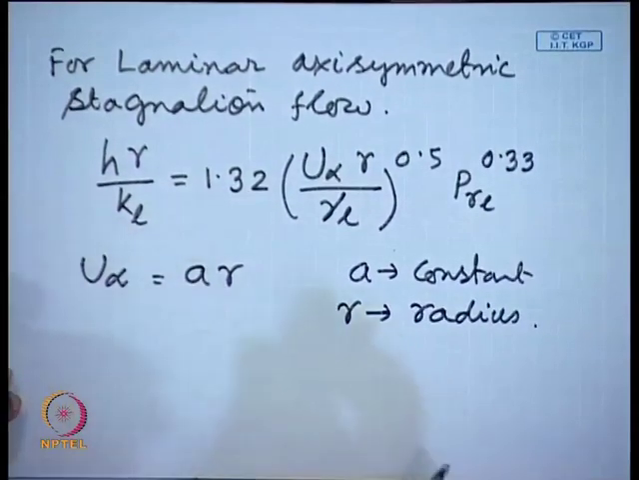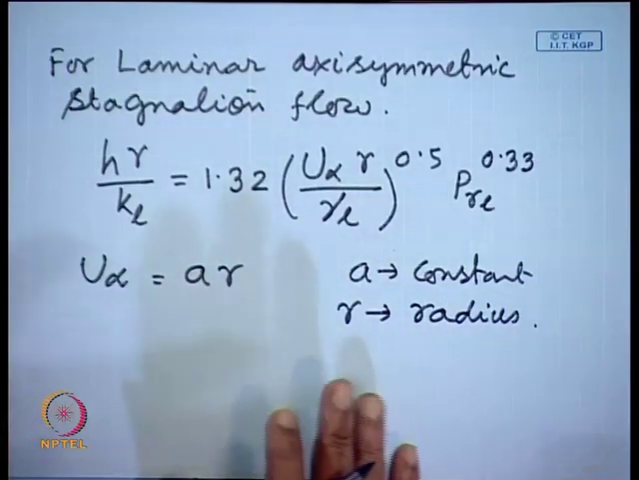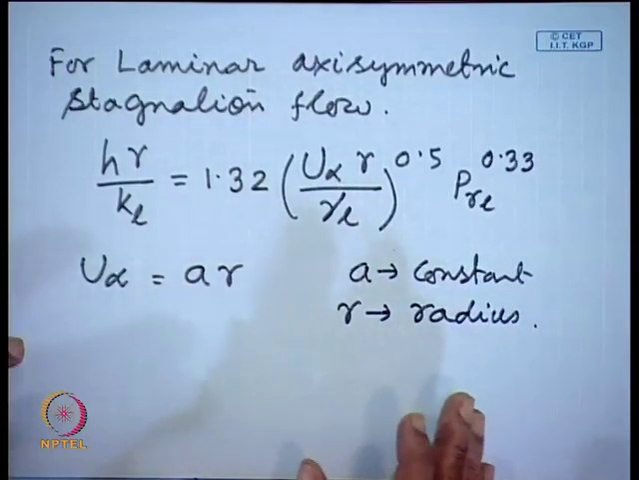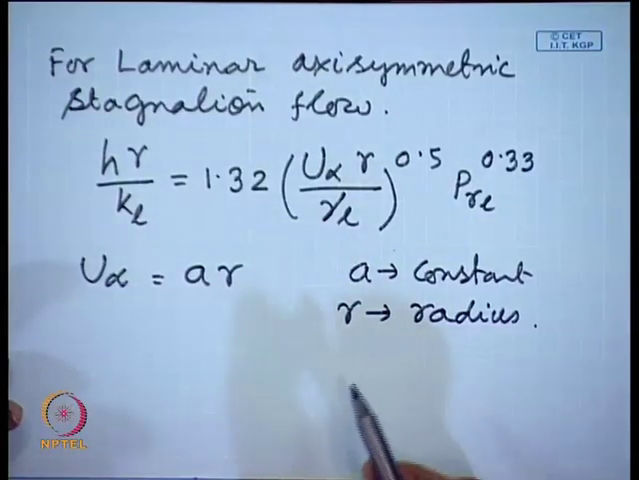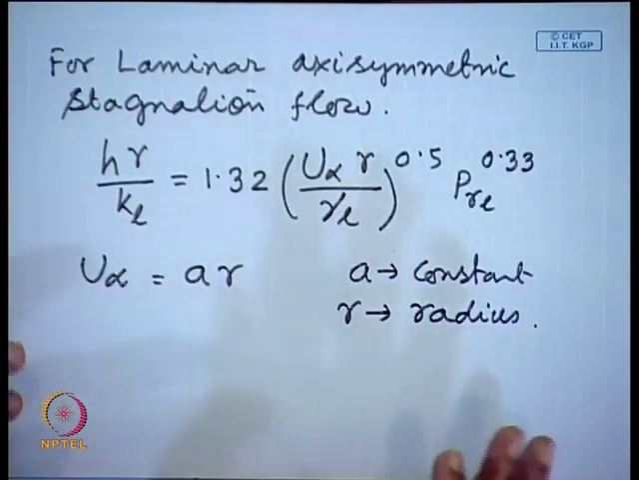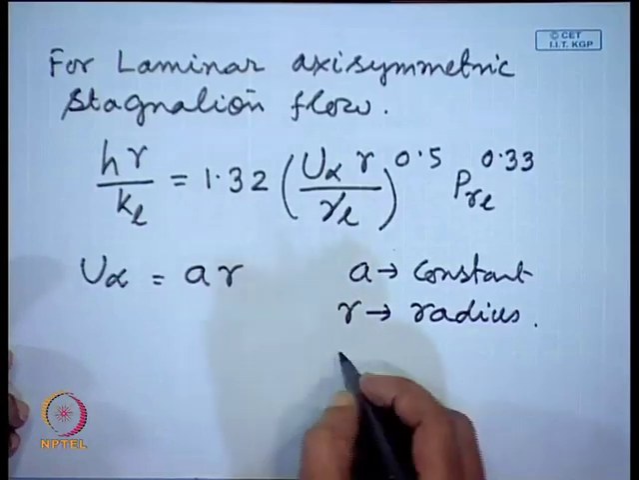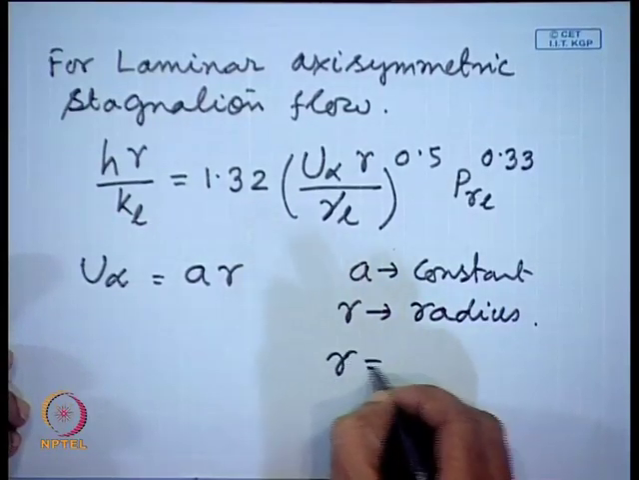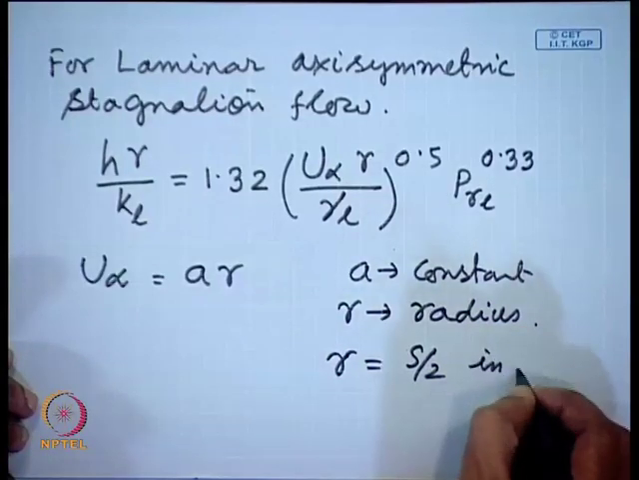Okay. And here we are assuming that the bubble columns are distributed in regular array, and the radius of the zone which is affected by a bubble column is given by S by 2. So, that means r is equal to S by 2 in the present case.